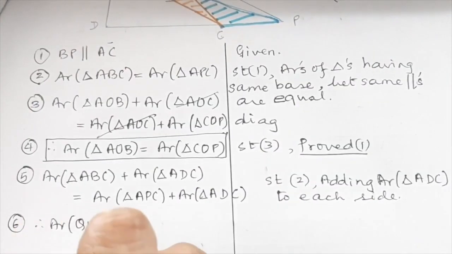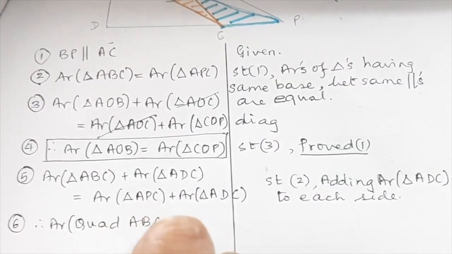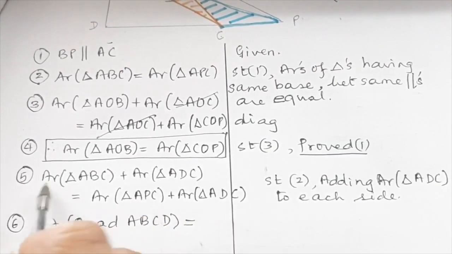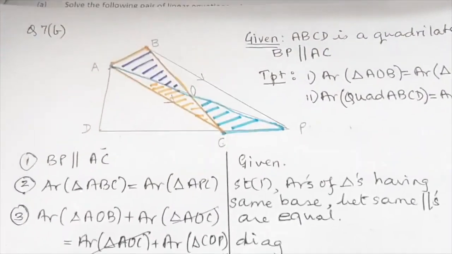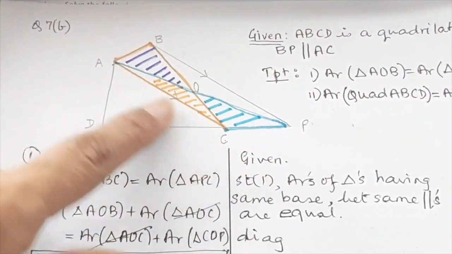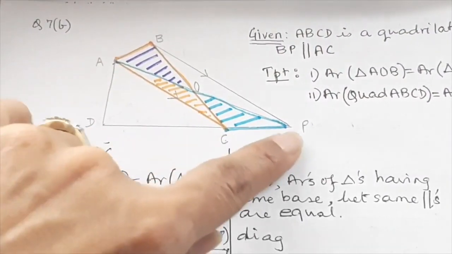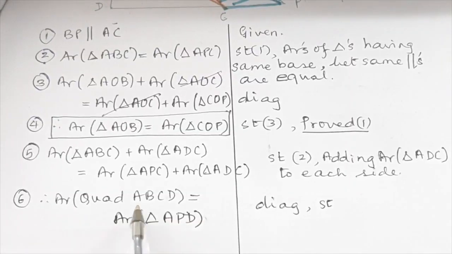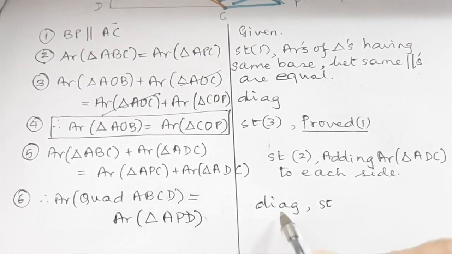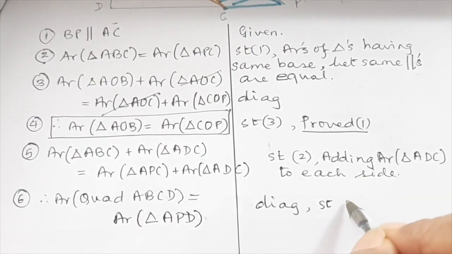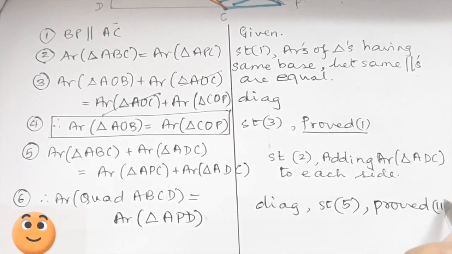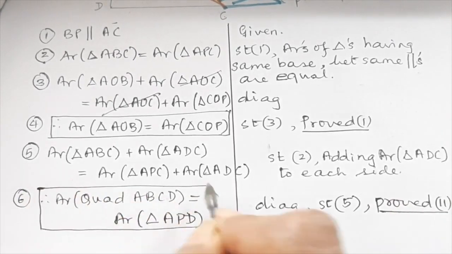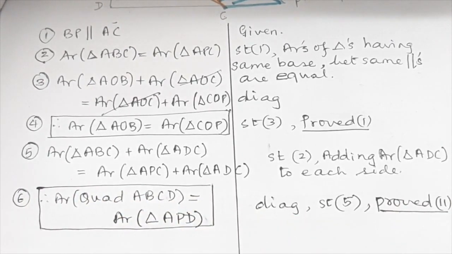Therefore, area of quadrilateral ABCD is equal to, so we got these two. Now APC and ADC, let us look. APC plus ADC is triangle ADP. So that is area of quadrilateral ABCD equal to area of triangle APD, and this is from the diagram and statement number 5, and proved the second part. So that is how we solve this question. This was our 7B question.